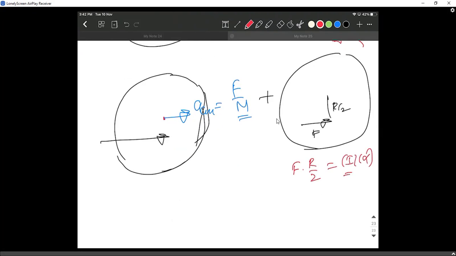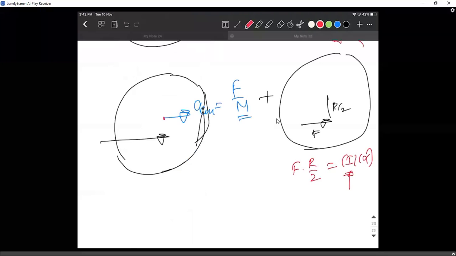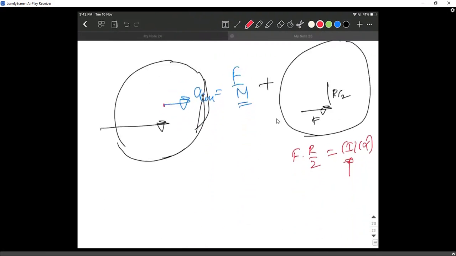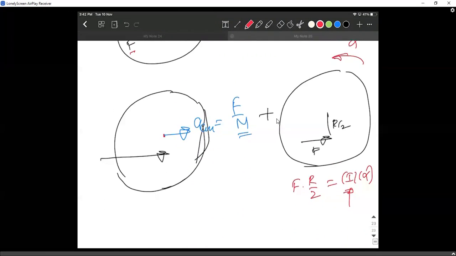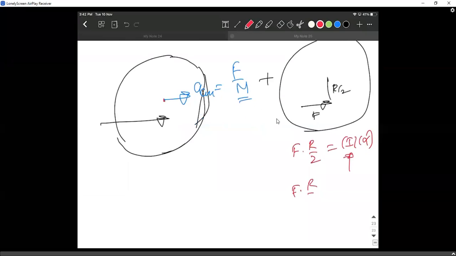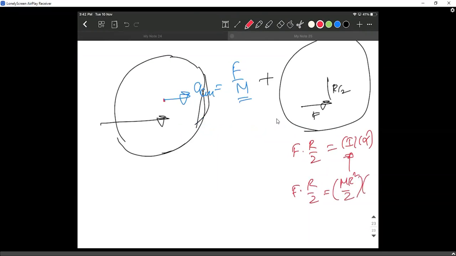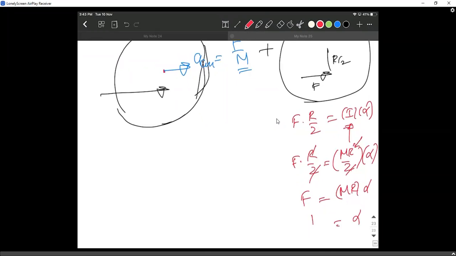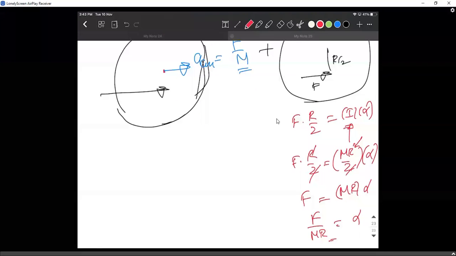Like I mentioned, if it is not hinged, you simply take it. Linear is 4F by M. Mazida, why do you say 4F by M? Linear is F by M. There is only one force acting on the body, F. So the torque F R by 2 equals I alpha. F into R by 2 equals moment of inertia, which is MR squared by 2, into alpha. The 2 gets cancelled, R gets cancelled. F equals MR into alpha. So alpha equals F by MR.